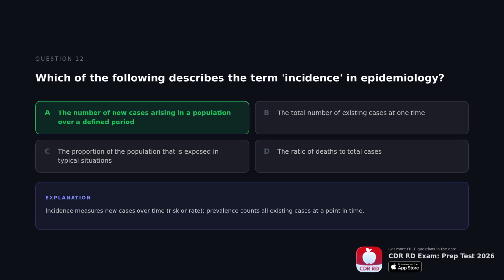The correct answer is the number of new cases arising in a population over a defined period. Incidence measures new cases over time, risk or rate. Prevalence counts all existing cases at a point in time.